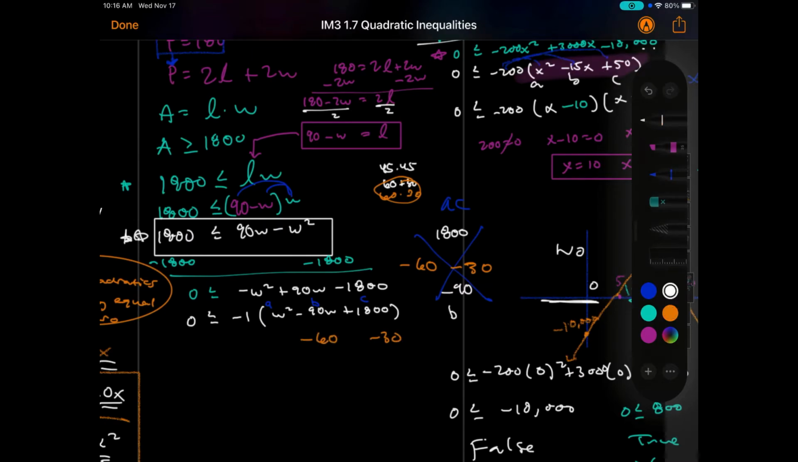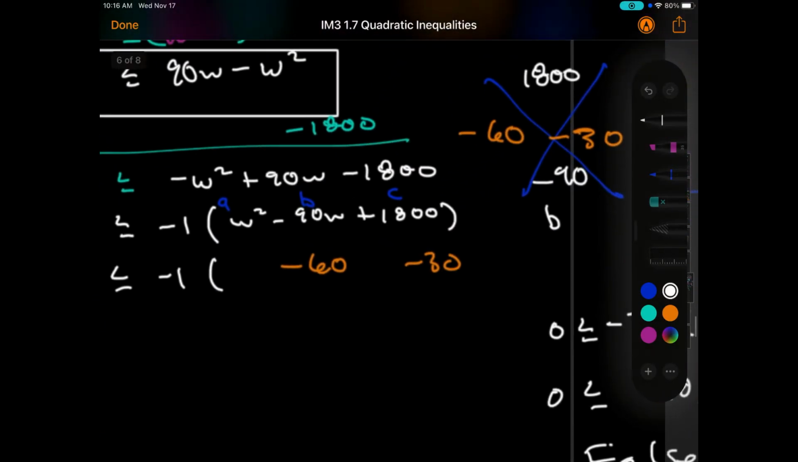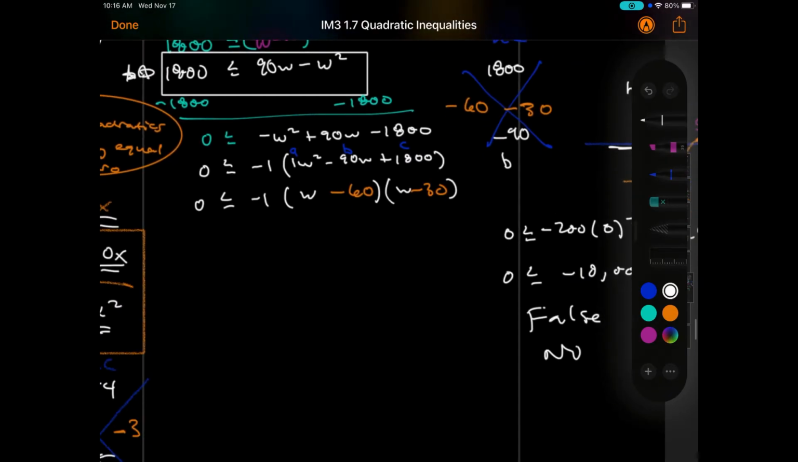So our answer is 60 and 30. Now remember, we talked about how the shortcut is if your a value is 1, then you just have to use the x. When a is greater than 1, that's when you would use the x and the box. If you don't believe me, go ahead and do the box and you'll see you get the same answer. Okay, now to solve, all I have to do here is just set them equal to 0. Now set each of these equal to 0.